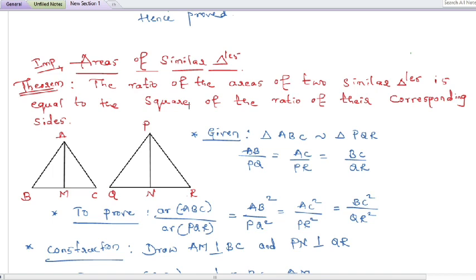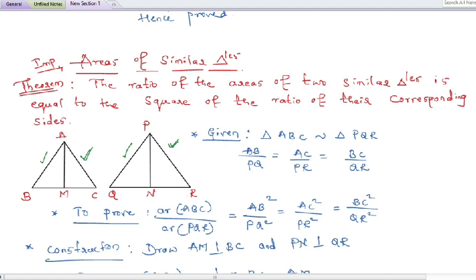The ratio of the areas of two similar triangles is equal to the square of the ratio of their corresponding sides. So it is the diagram of triangles ABC and PQR, with AM and PN. Given: triangle ABC is similar to triangle PQR. If they are similar, then their corresponding sides are in proportion. Yes, we can write AB by PQ, see here. AB, its corresponding side is PQ. So AB by PQ is equal to AC by PR, and the remaining part is BC by QR.